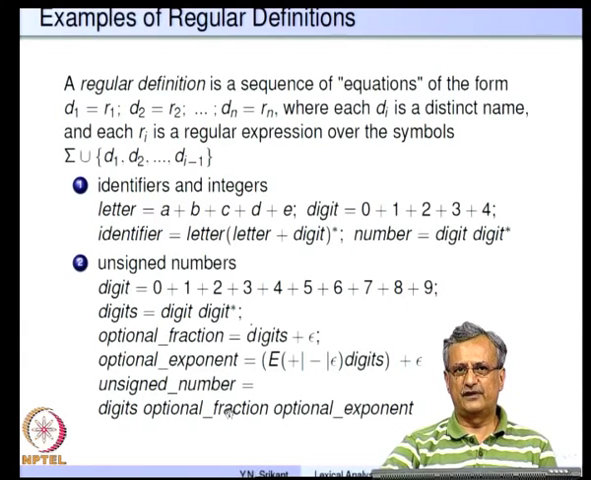So, the fraction and exponent may be absent, then you still have the integers. And if you have digits followed by the optional fraction being present, you would have fixed point numbers. And if you have the exponent, then the exponent part will also be present. So, these are the various possibilities, but it is very clear that readability is enhanced by using these regular definitions.